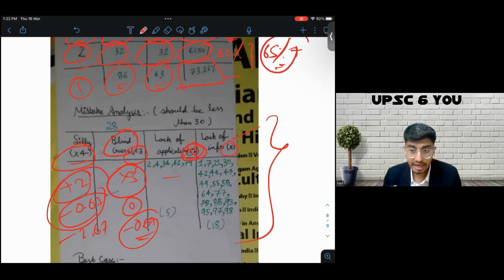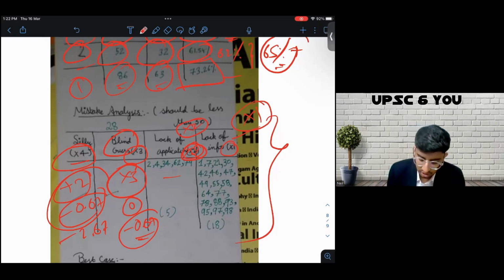Lack of information: if I'm making a question incorrect due to lack of information, it is acceptable. I'm not supposed to know everything. So that has an X factor of 1. Lack of application has an X factor of 2. It is a bigger sin, but still acceptable. A blind guess is not acceptable, because otherwise you would not have attempted and would have gotten a 0. Now you're getting a negative of 0.67.